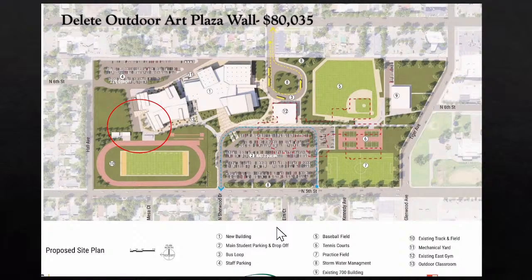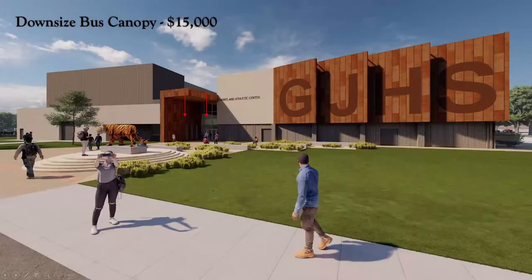Next one, Riley. So we looked at the canopies on the bus, well, both canopies. We've already shortened this one lengthwise. As you're looking at coming out of the building, we've brought it back towards the building. And then we have another option to lower it, just make it a little bit smaller. There's not that much money there, but it does change the overall look. Next one, Riley.